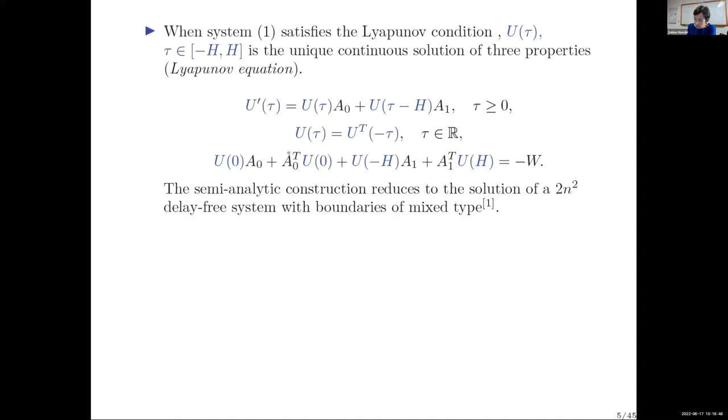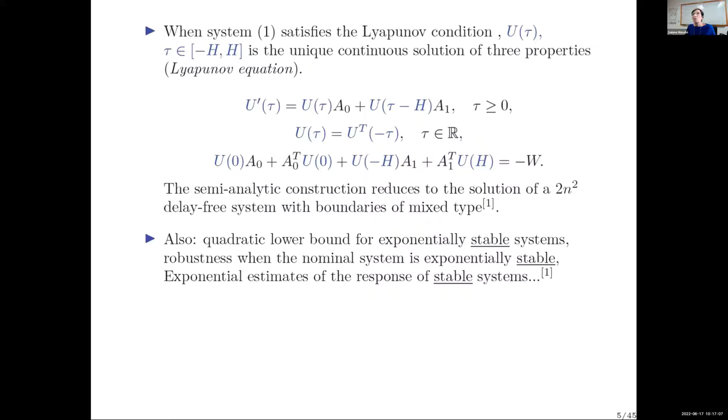When there are multiple commensurate delays, the construction reduces to n square m, m is the number of commensurate delays. When the delays are not commensurate, we will have to resort to approximations of the Lyapunov matrix. Well, in the monography of Kharitonov, which was the main contribution of Kharitonov, beyond clearing out everything and extending to other classes of systems, of course, is that the functional for exponentially stable systems, here also I will use indistinctly exponentially stable or stable.